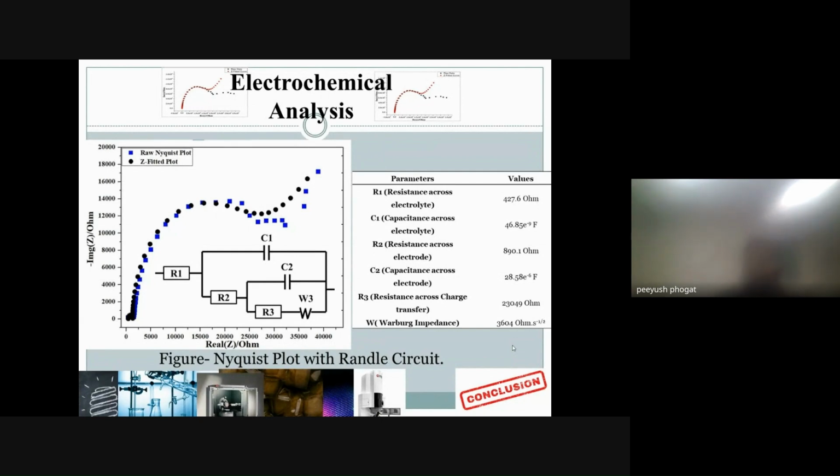Now, what Warburg diffusion signifies is that there is an infinite number of electrons present in the working electrode. The surface of the electrode will be covered with an infinite number of electrons, which is a very good sign for solar cell application. It means that this electrode can be used as a thin film layer for solar cell application.